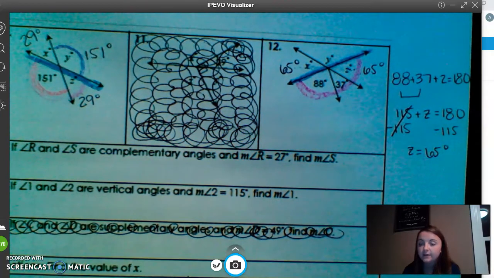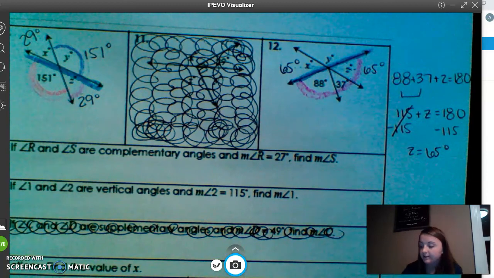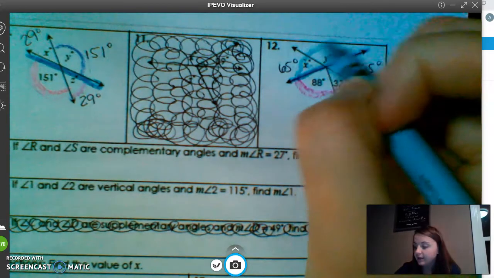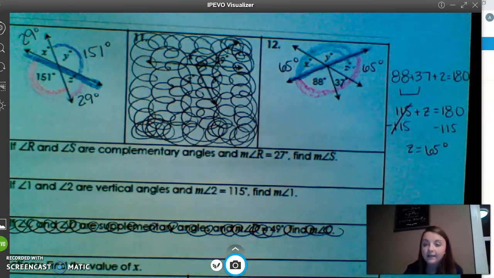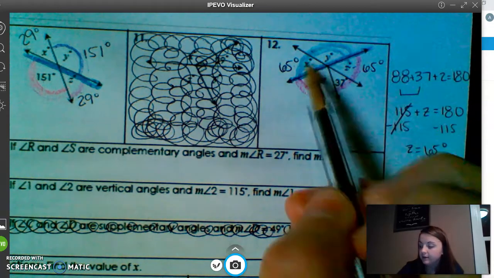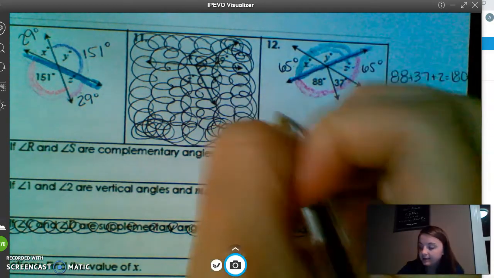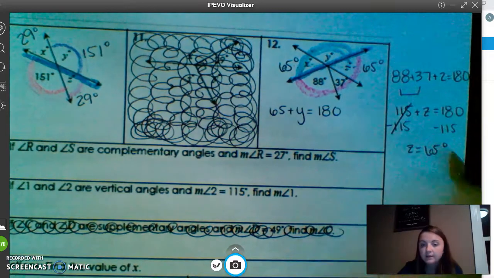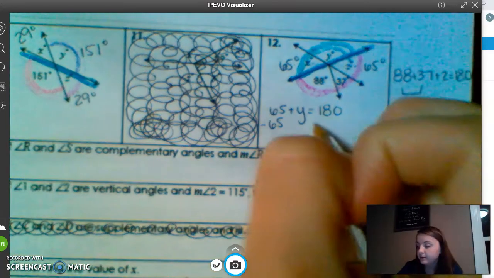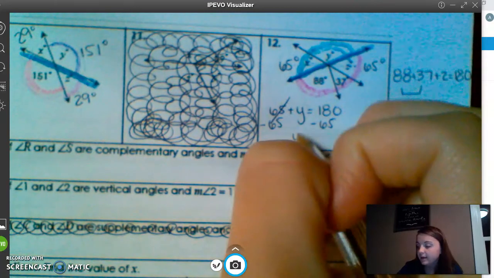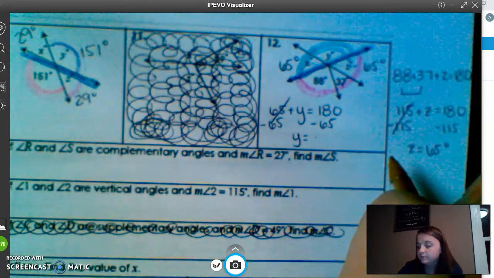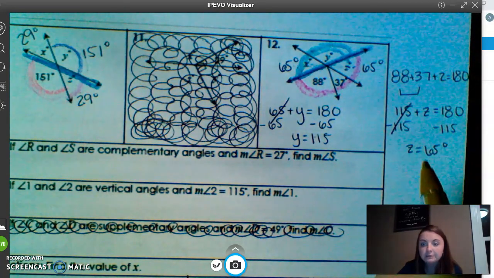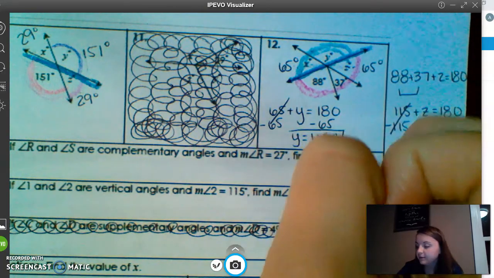Now we just have to find y. Now again, if we use our straight line right there, then I know x and y together has to equal 180. They have to. If x is 65, 65 plus y equals 180. Well, I would subtract 65 from both sides, and y equals 115. I was thinking it was just 15 in my head, and I was like, that is not right. That is way off. 115, I forgot to carry the 1.